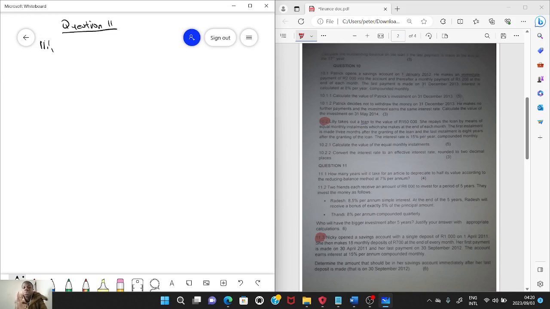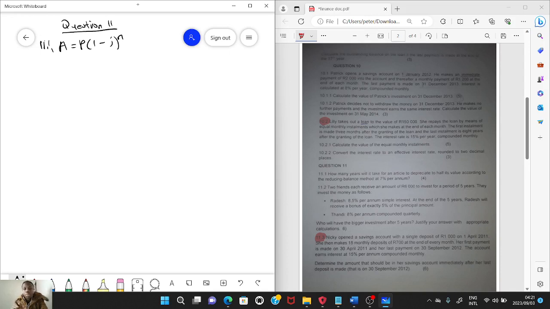Now, the first thing that we know, because of what I've heard when I just read, is that it's according to the reducing balance method. I know the formula for the reducing balance method. It's written as follows. That's the reducing balance method, or the diminishing method, or compound depreciation.